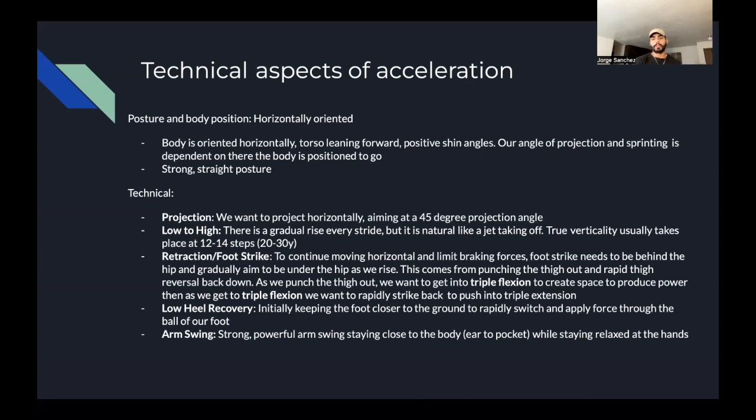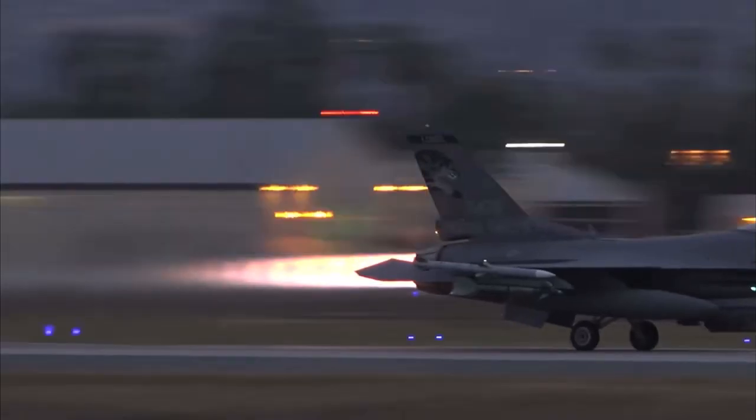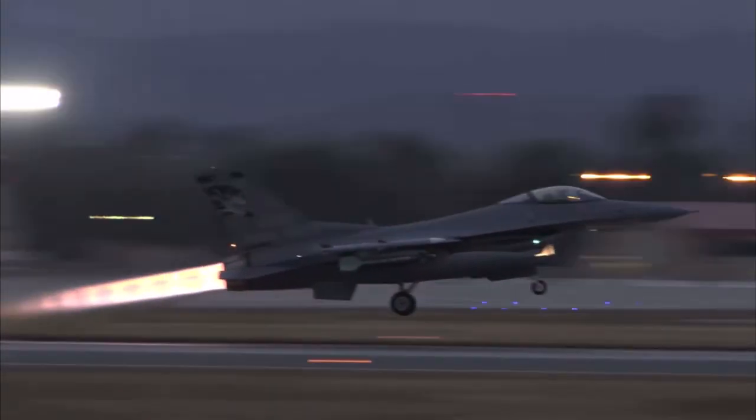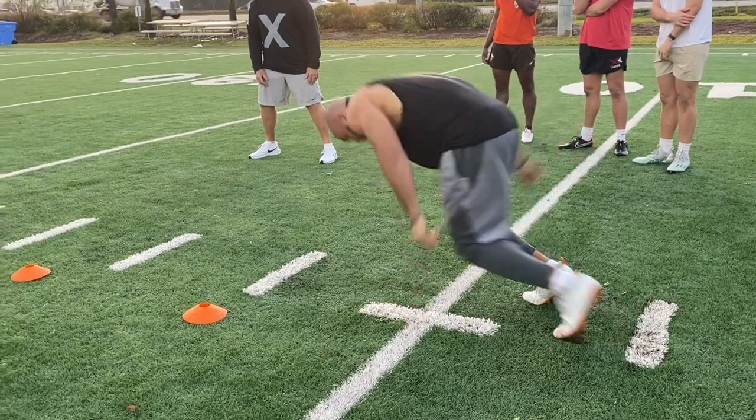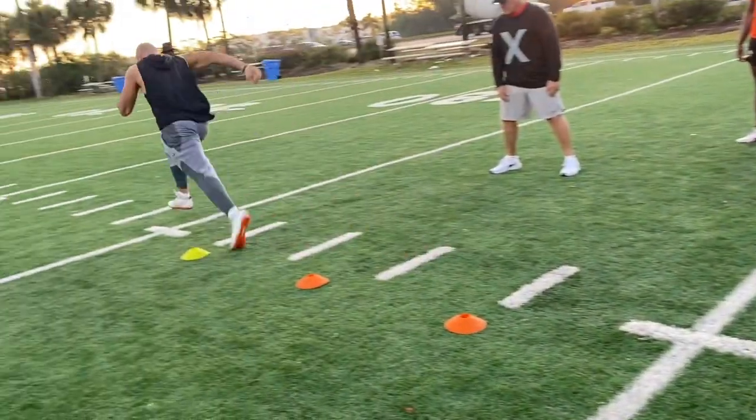So we should be gradually rising with every stride, looking similar to how a jet would look when it's taking off. It's going low to high, and it's a gradual rise. True verticality, realistically, shouldn't take place till about 20 to 30 yards, depending on the athlete's max speed and the athlete's build. Then, as we shoot out, we want to continuously move horizontally and limit braking forces by striking behind and then underneath our hip as we build speed.